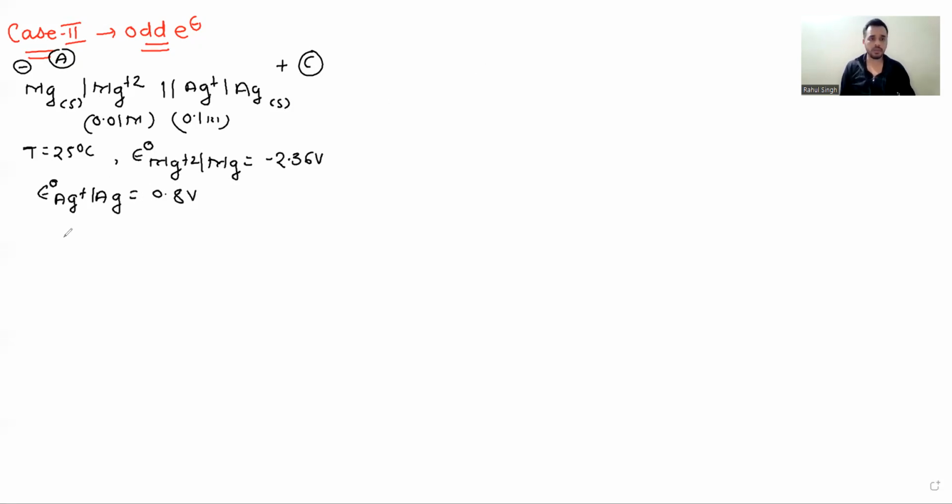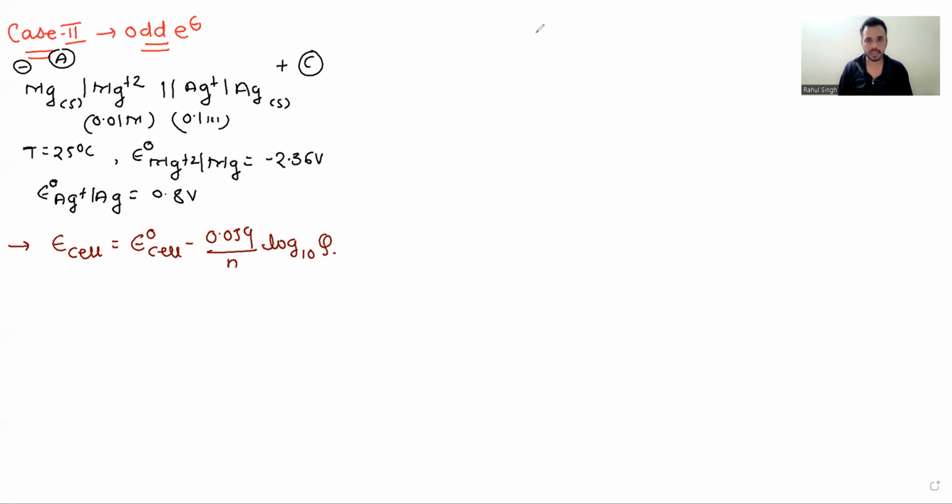Now what will we be doing here? We have a formula, E cell. We are very much familiar with this formula now: E cell equals E naught of cell minus 0.059 divided by n, and log to the base 10 of Q. Now we are going to use this formula.